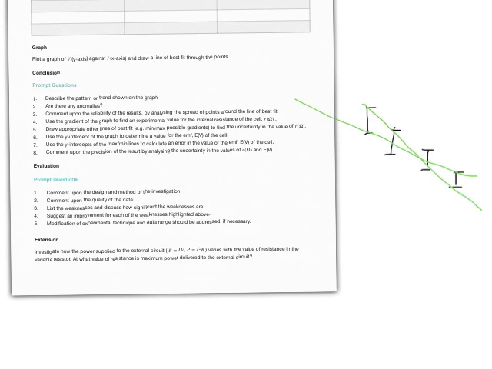is a value for R, okay, from your first line, but then you need a maximum and minimum R. So what you do is you work out your maximum gradient, your minimum gradient, okay, and you work out the standard deviation. The same with your intercept.